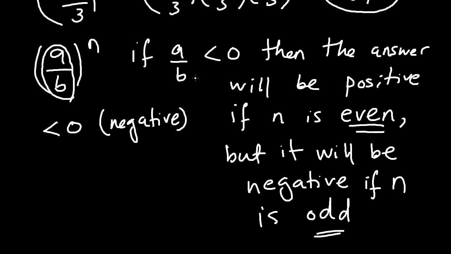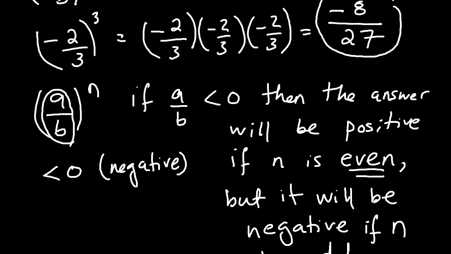So again, if this number is a negative number, then the answer to this problem will be positive if n is even. So let's say this is a negative number and this is an even number. What will our answer be? Will it be positive or negative? Well, the answer will be positive, right? Because n is even. If this was odd, for example, the answer would just be negative.